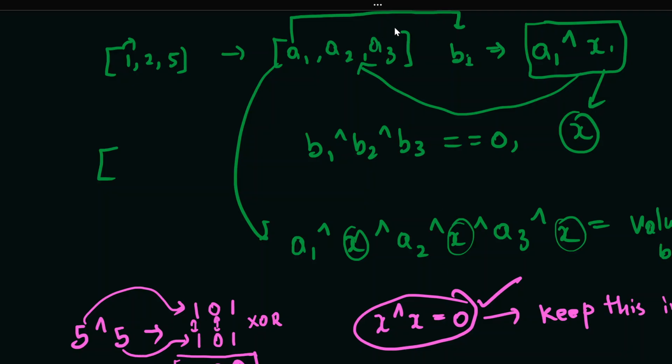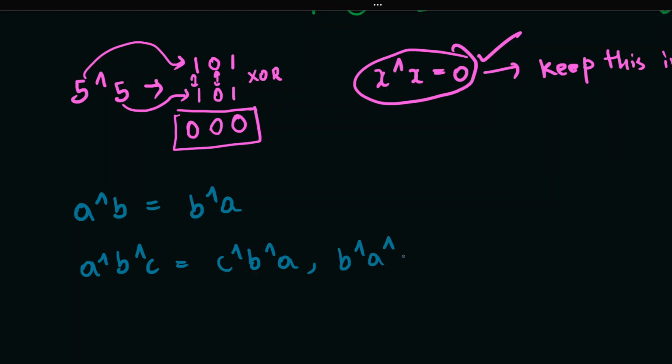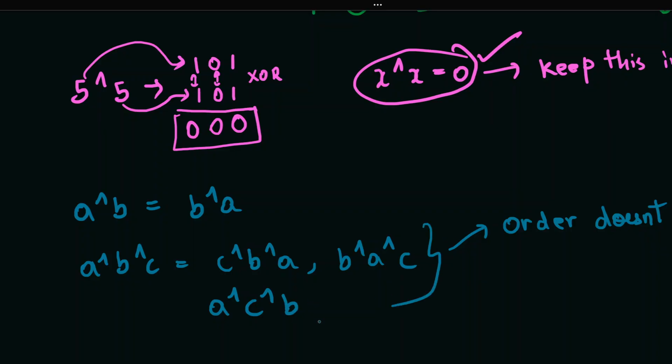Okay, now another property of XOR is that A XOR of B is equal to B XOR of A. And A XOR B XOR C is equal to C XOR B XOR A, or B XOR A XOR C. The order doesn't matter. So we can write it down as A XOR C XOR B as well. So order does not matter.